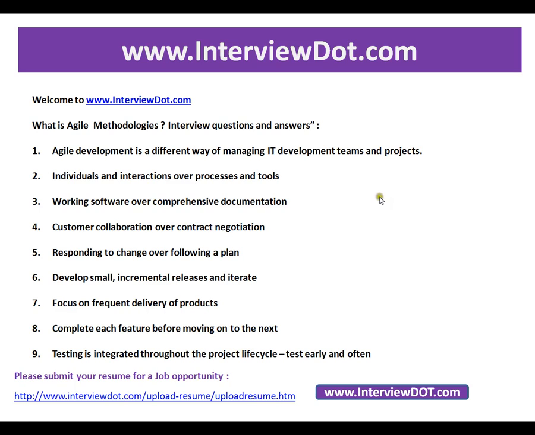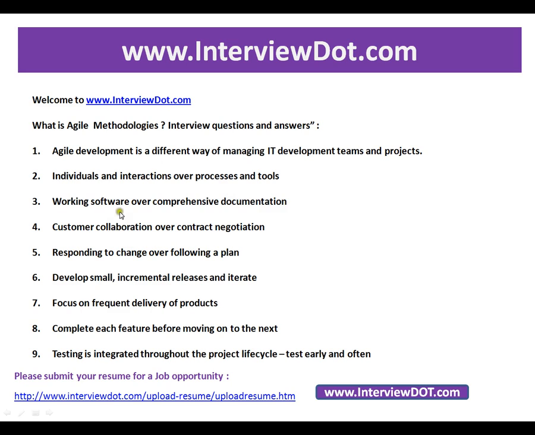Agile development is a different way of managing IT development teams and projects: individuals and interactions over process and tools. So Agile says people are important, the team is important, the individuals are important, and their communication is very important, rather than the process that you are following and the tools that you have. And the people that are going to deliver or produce something are important.